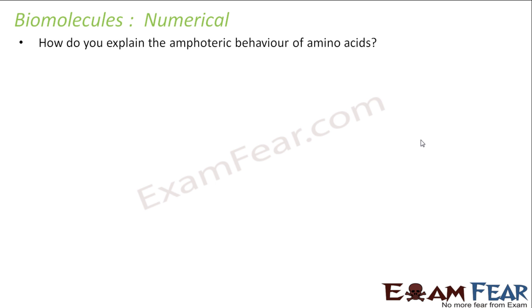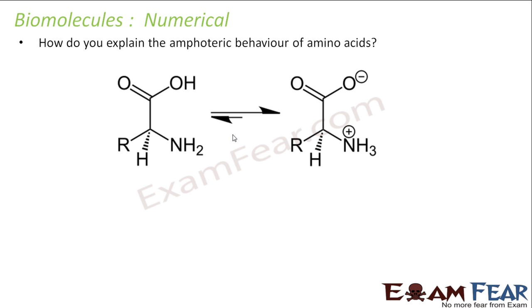Explain amphoteric behavior of amino acids. See, amino acid forms Zwitter ion in aqueous medium. So this is my amino acid in aqueous medium. It forms Zwitter ions, plus charge on NH3, minus charge on O minus. It acts both as acid and base, and thus is an amphoteric behavior. So amphoteric behavior is something which acts both as acid and base.